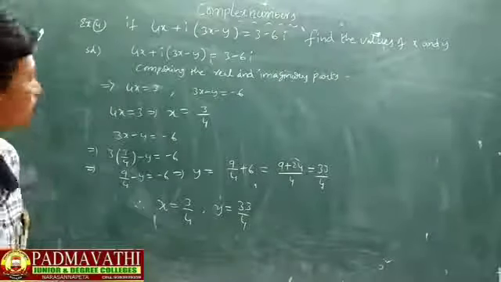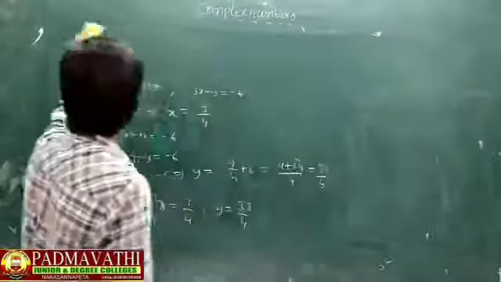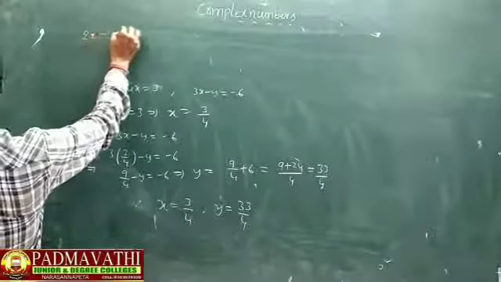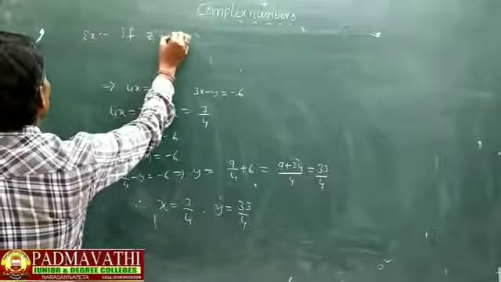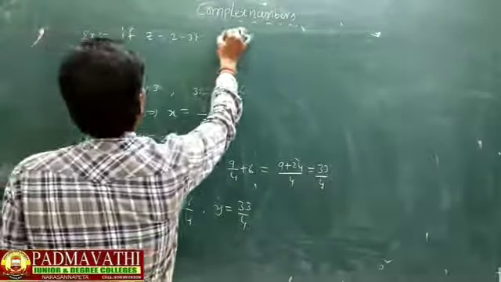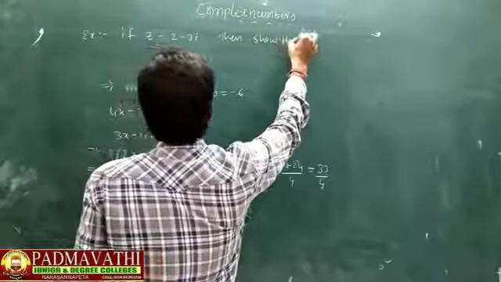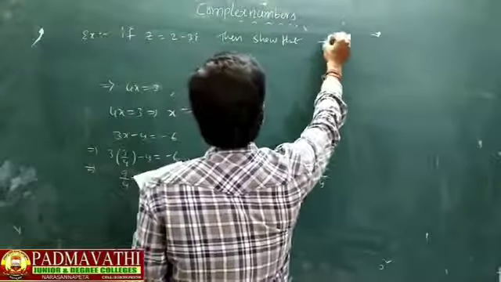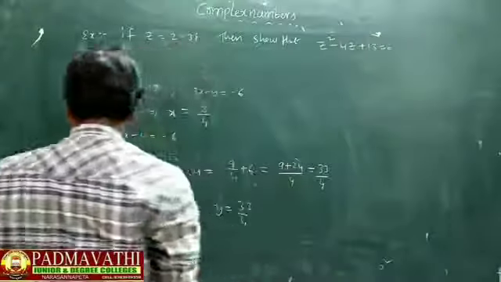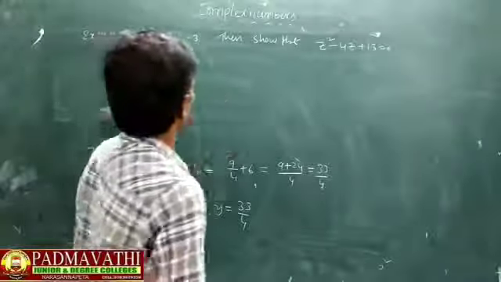Now, another example. If z equal to 2 minus 3i, then show that z square minus 4z plus 13 equal to 0. Okay.